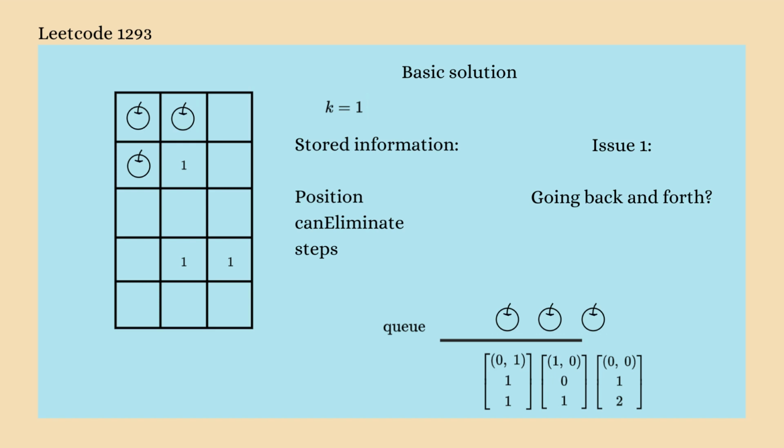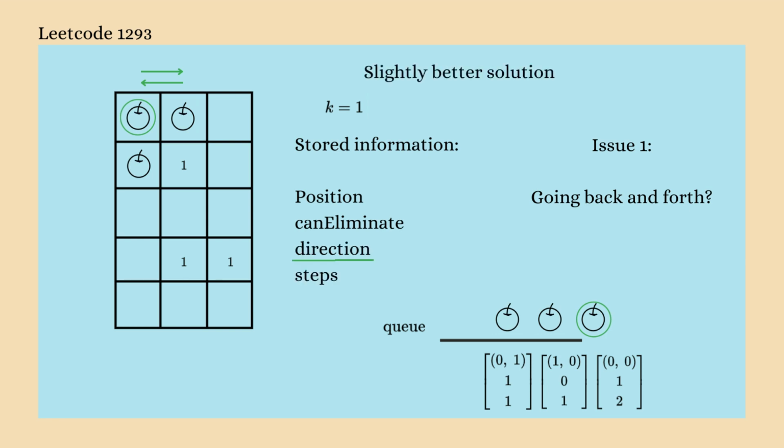Now we can see the problem. The fourth apple in the queue has the position 0, 0, which is exactly the same as the first apple, but the fourth apple has a larger steps, so this fourth apple cannot be the desired path. In other words, how do we get the fourth apple? It's just by going right first, and then going left. This obviously cannot be the optimal path, so I call this problem the going back and forth problem.